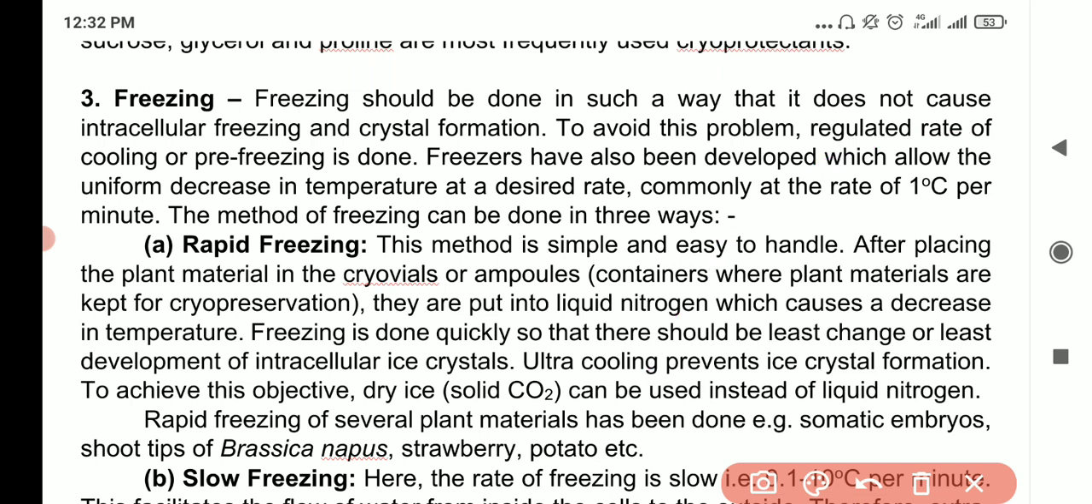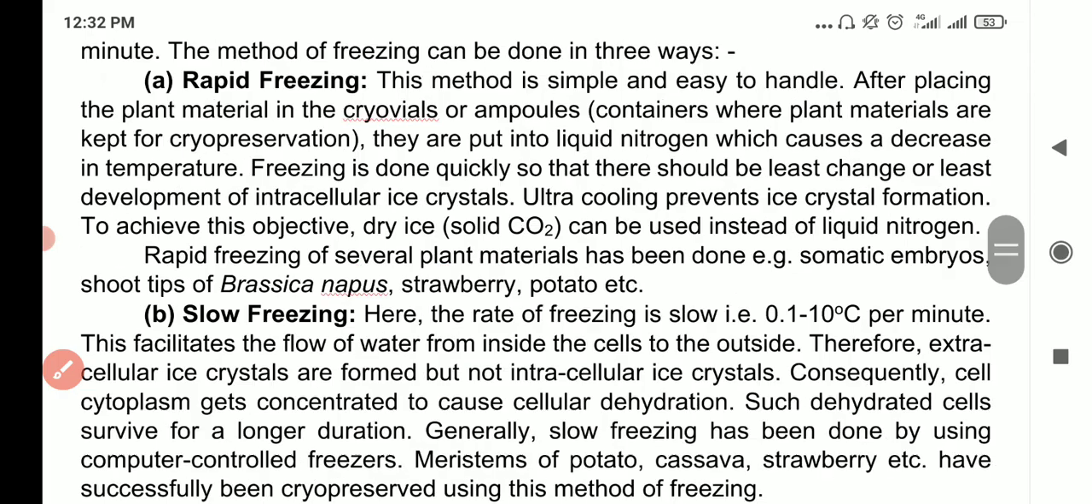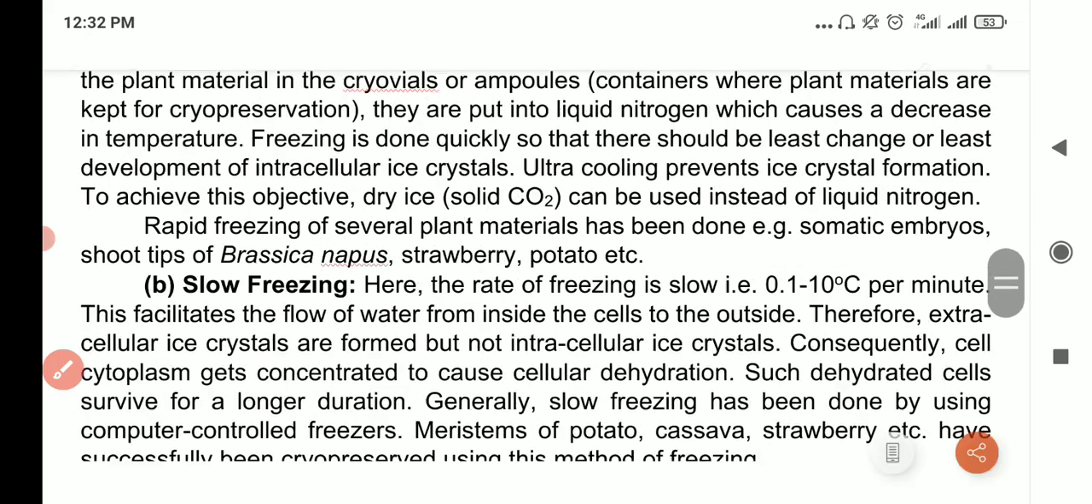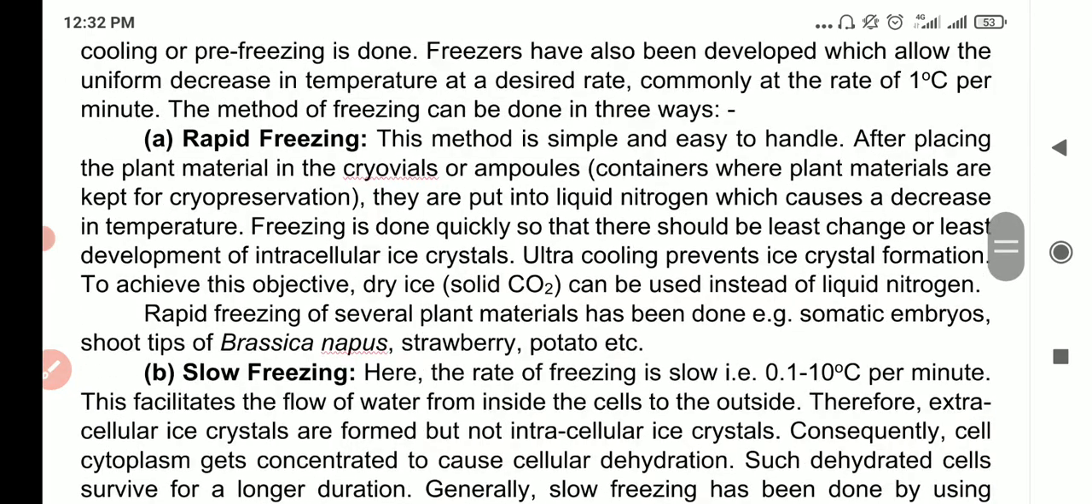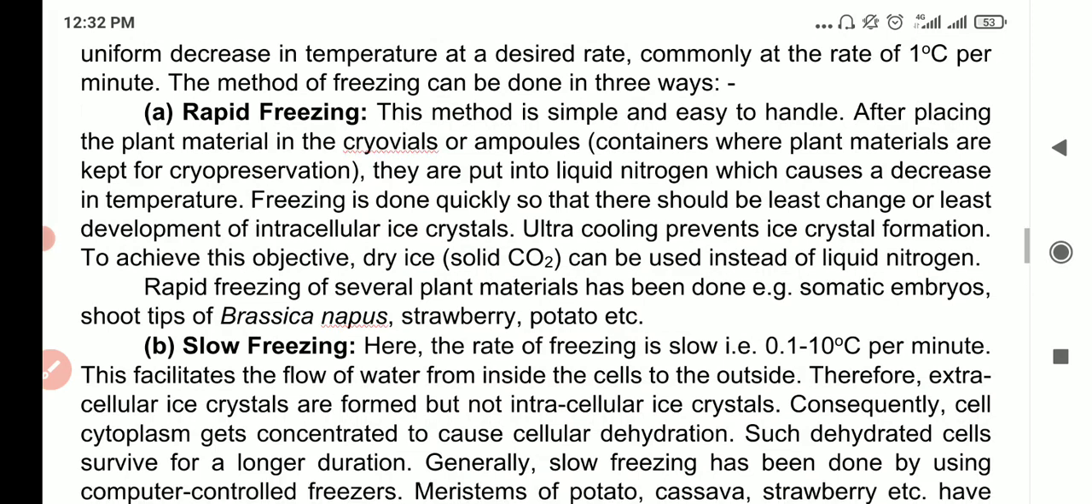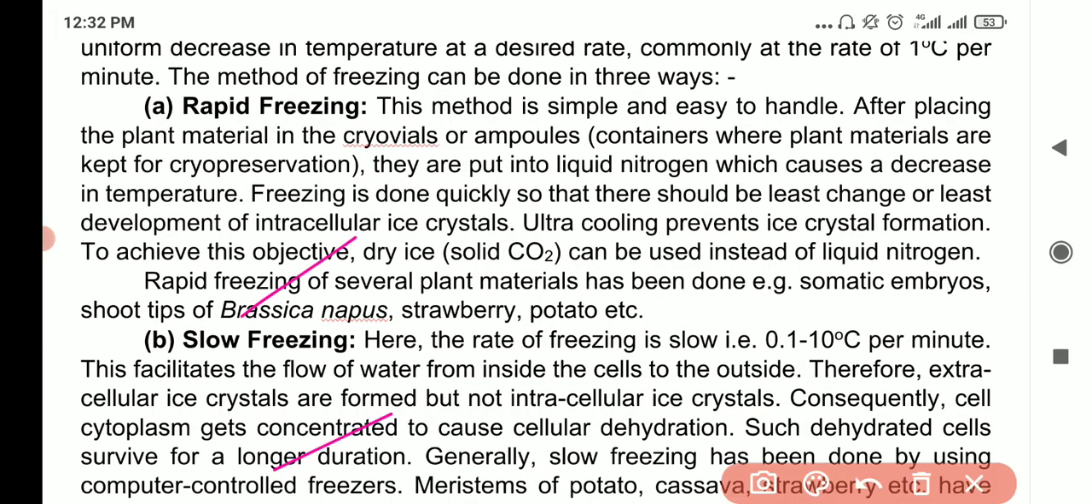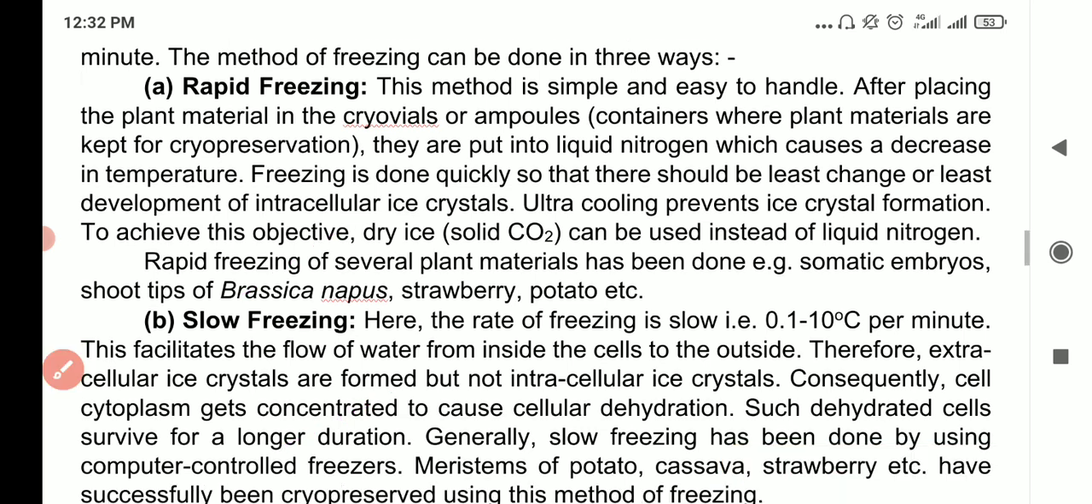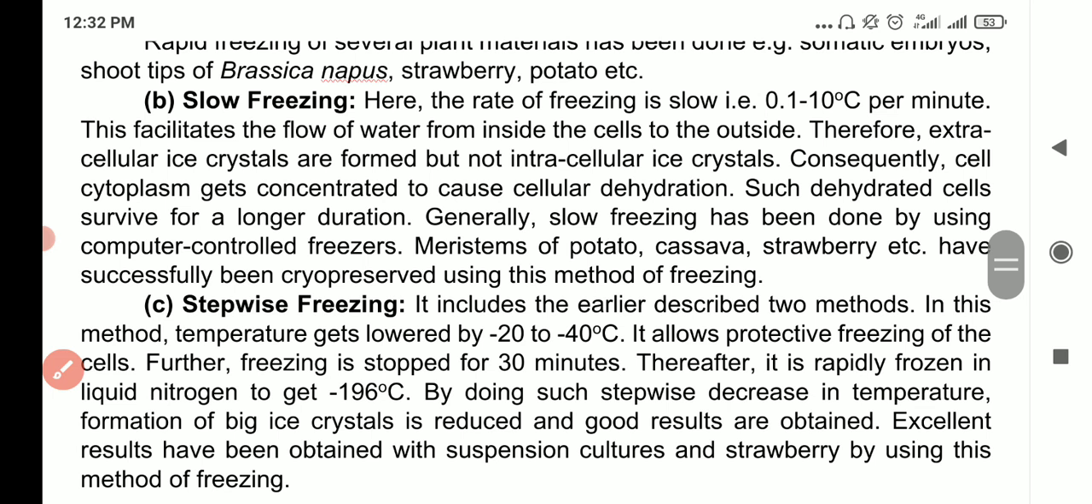Now there are three methods: rapid freezing, slow freezing, and stepwise freezing. So rapid one is the easiest one. You just take it and you plunge it into the liquid nitrogen. Freezing is done quickly so that it will prevent ice crystal formation. All right, then slow freezing, you slow down the temperature bit by bit, around 0.1 to 10 degrees Celsius of change per minute, whichever suits your plant.